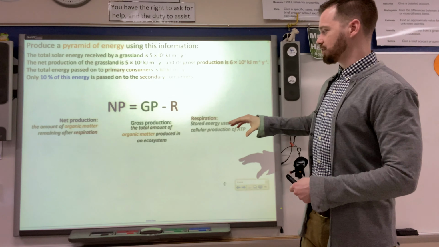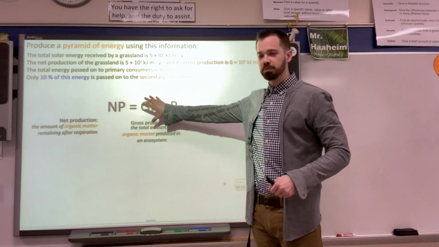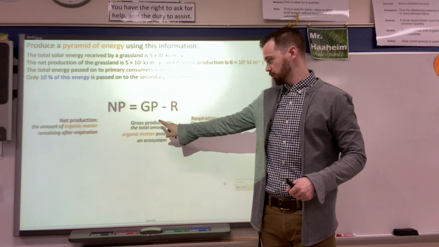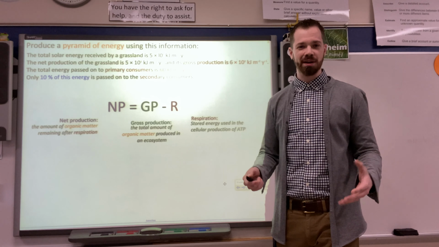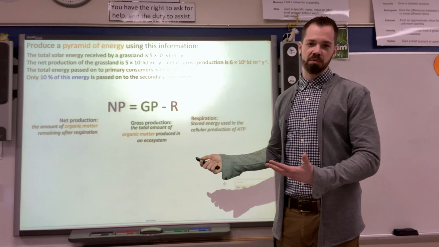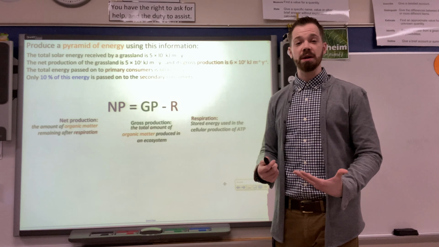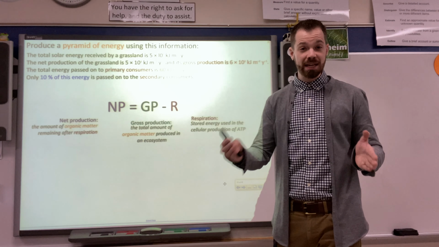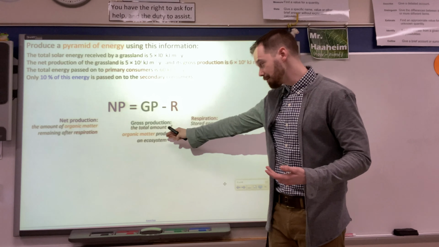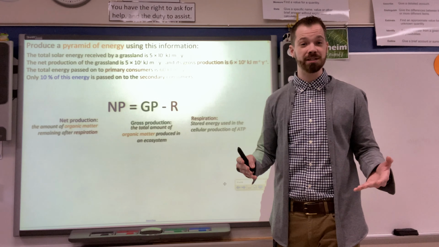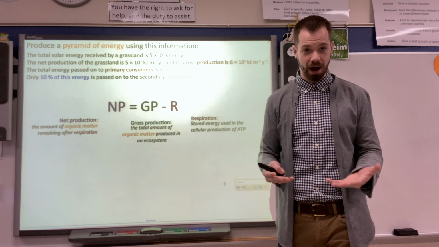I'm going to bring this back to the idea of gross production. We talked about gross production, or GP, as the total amount of organic matter in an ecosystem. This was brought up when we were talking about succession, and we noted that as succession proceeds, whether it's primary or secondary, the gross production, or the total amount of organic matter in that ecosystem, should continue to rise.